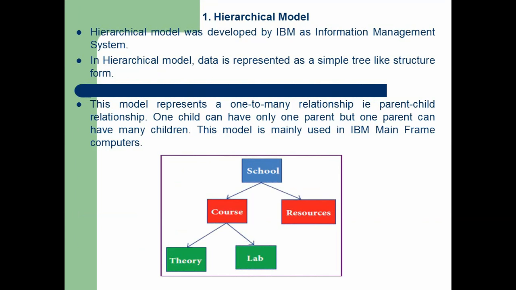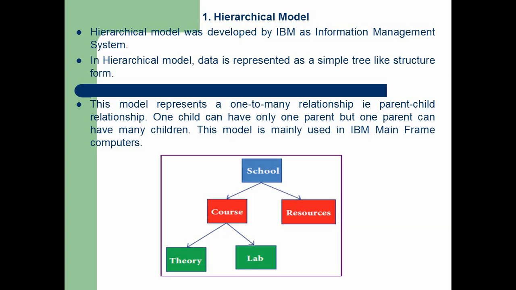The first model is hierarchical model. It was developed by IBM as Information Management System. It is represented as a simple tree-like structure. This model represents a one-to-many relationship, that is parent-child relationship. One child can have only one parent, but one parent can have many children. This model is based on this concept, and it is mainly used in IBM mainframes.